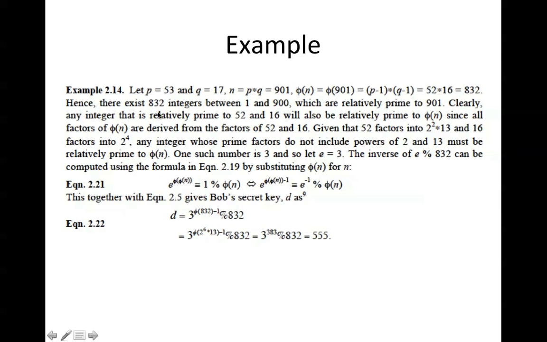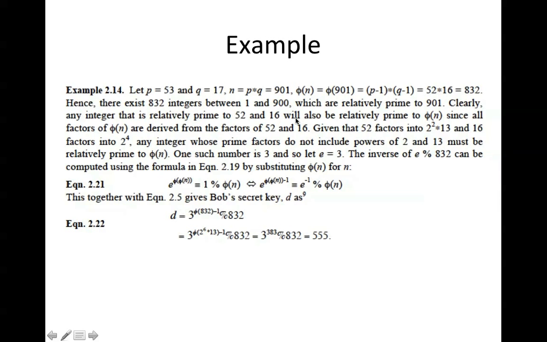This number 832 is basically telling us that there are 832 numbers that are relatively prime to the number 901. That's how the totient of N is supposed to be read. That's the number of numbers that are relatively prime to the number N, which is 901, and that is between 1 and 900.